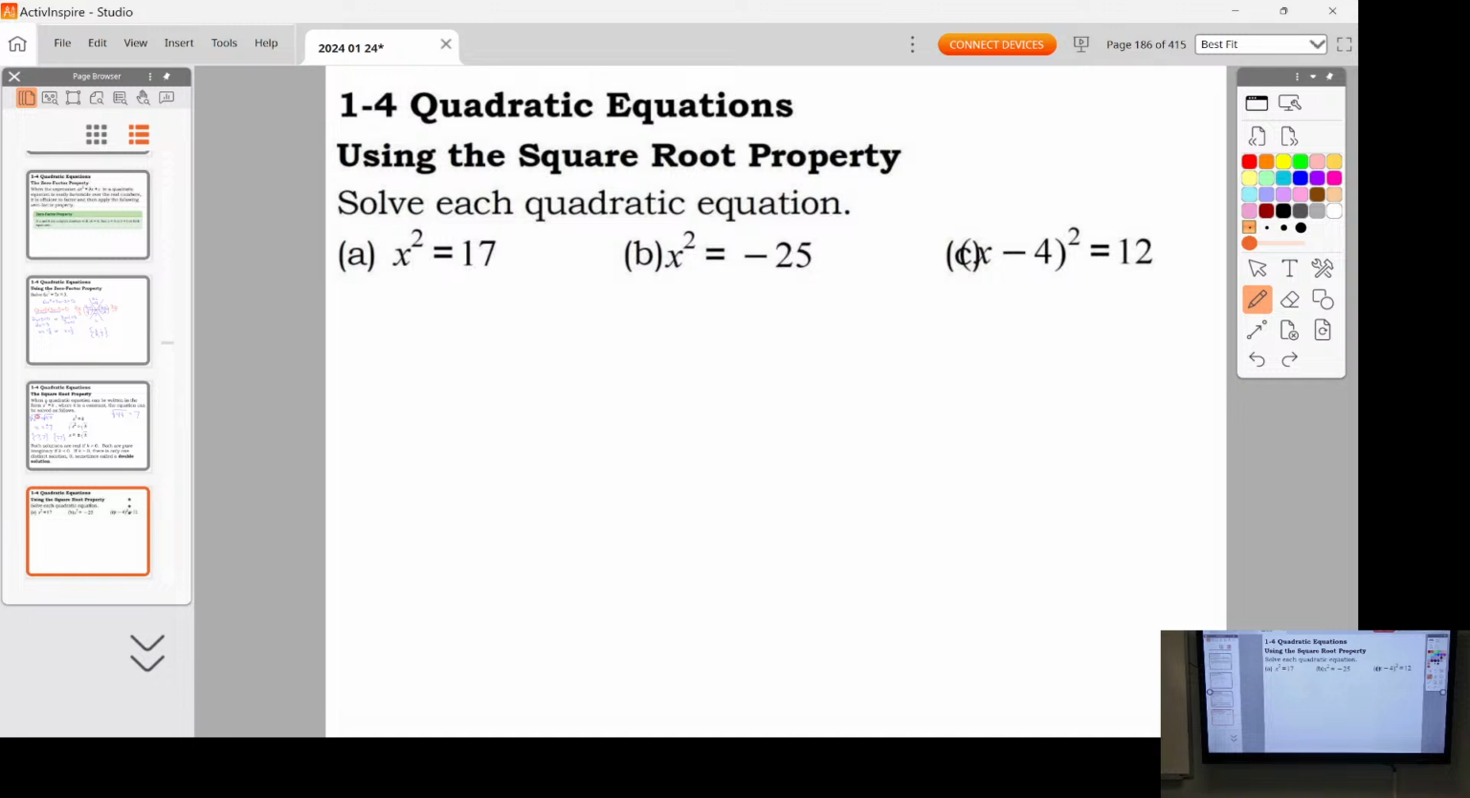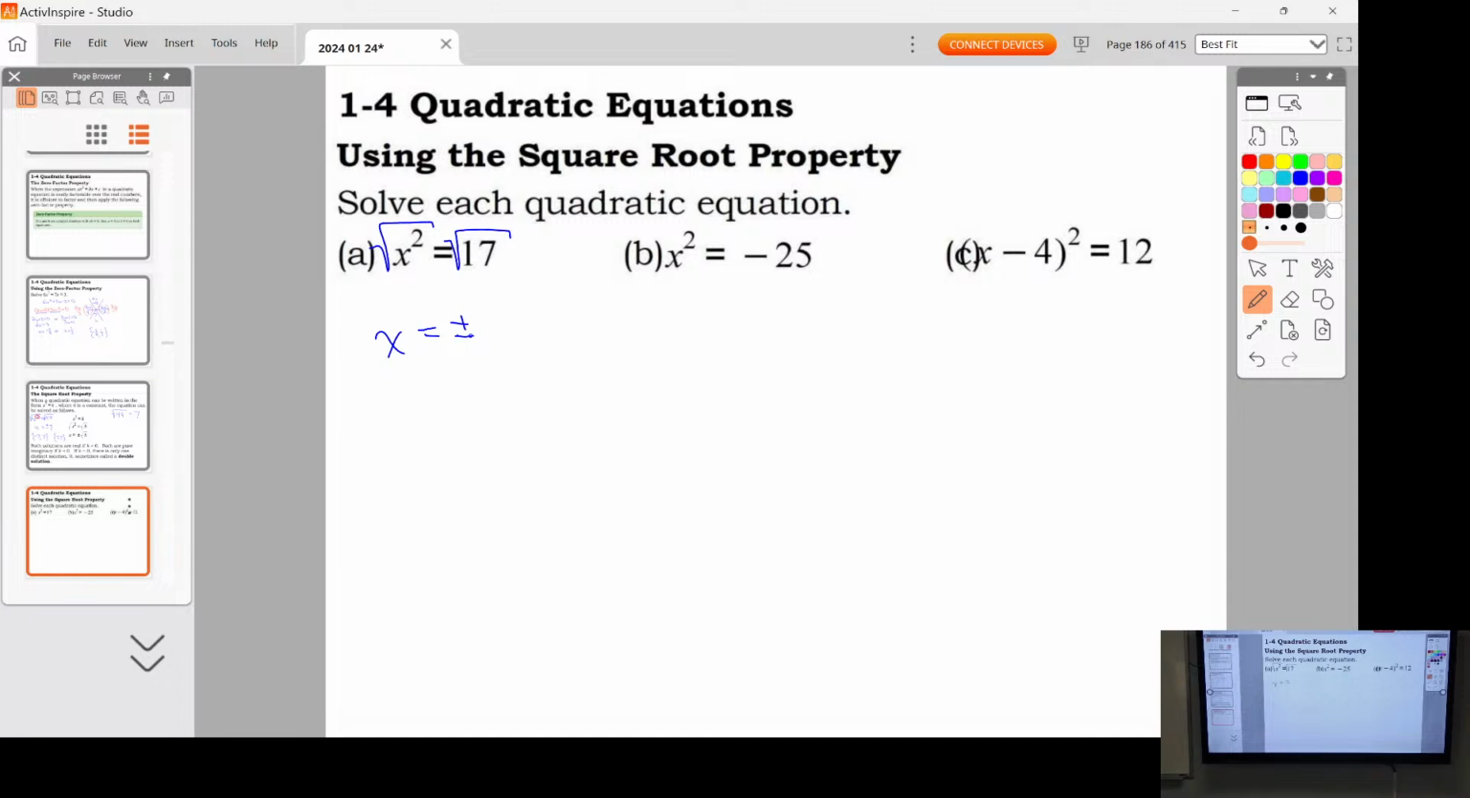Is x squared by itself? Yes. Do I have a constant on the other side? Yes. How do I get x by itself? Square root both sides. The square root of x squared is x. What is the square root of 17? Okay, great. It is going to be a plus or minus. So before you even worry about what the square root of 17 is, don't forget we're solving a quadratic. It must be plus or minus.